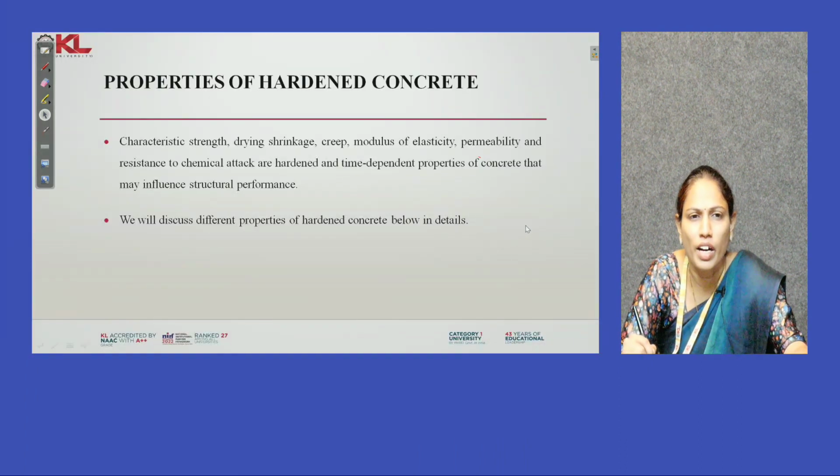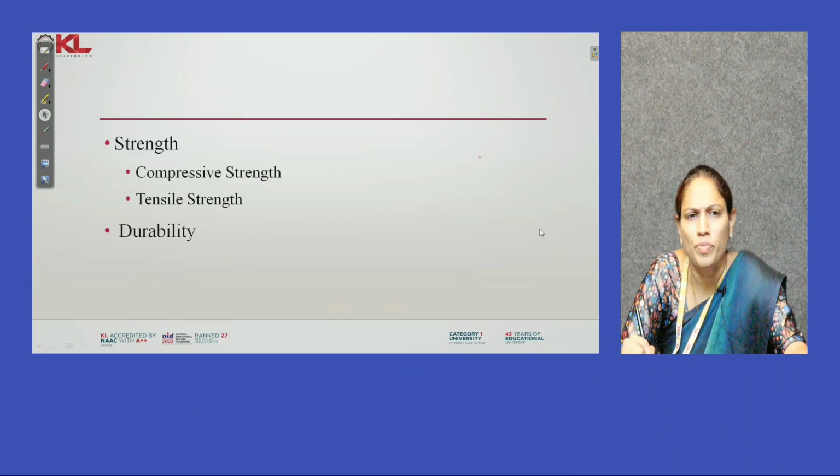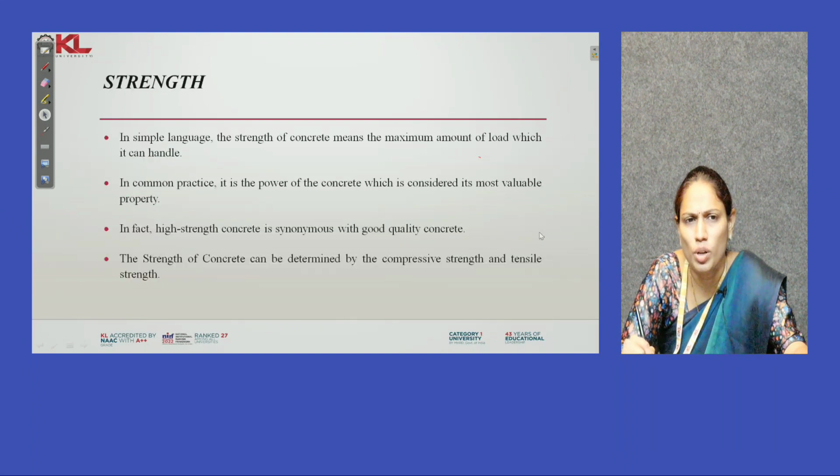So the properties of hardened concrete: characteristic strength, drying shrinkage, creep, modulus of elasticity, permeability, resistance to chemical attack, and time dependent properties of concrete that may influence the structural performance. We will discuss different properties of concrete below in detail. So we are going to learn about strength, compressive strength, tensile strength, durability.